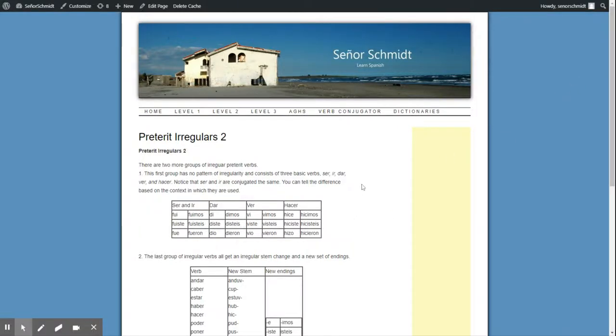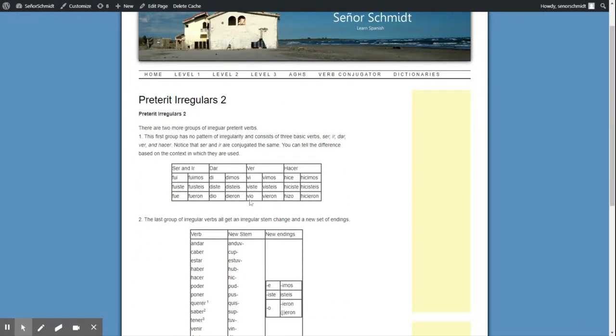Okay, round 2 of irregular preterite verbs. Here's another group of irregulars. This first group are just verbs that there's no pattern, but they're super common. And one thing you might notice is the more common a verb is, the more messed up it gets. Okay, so here's your first group.